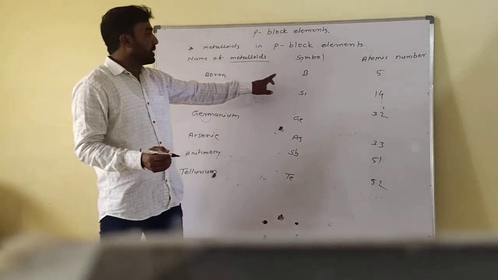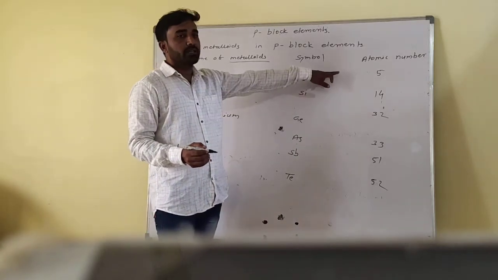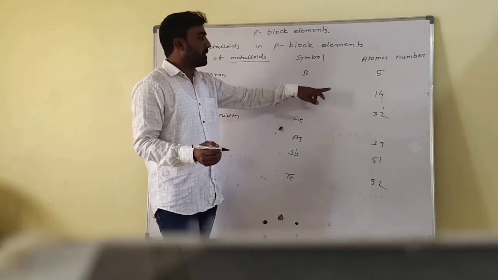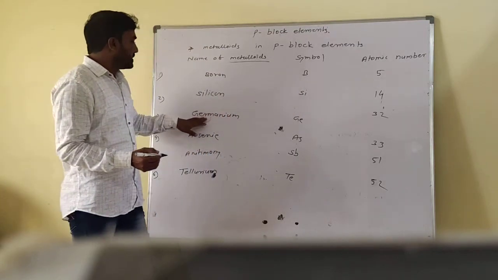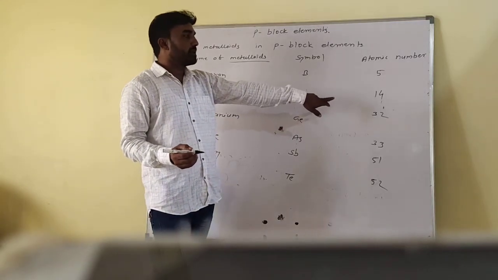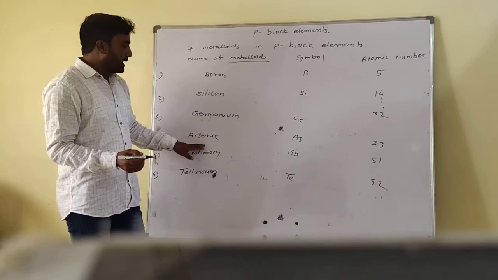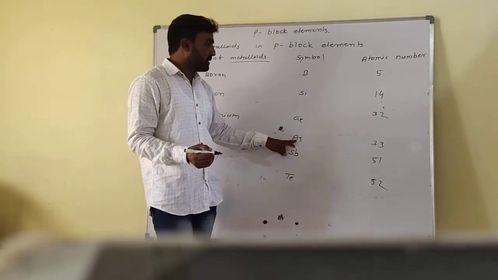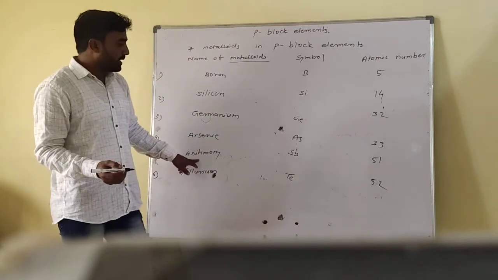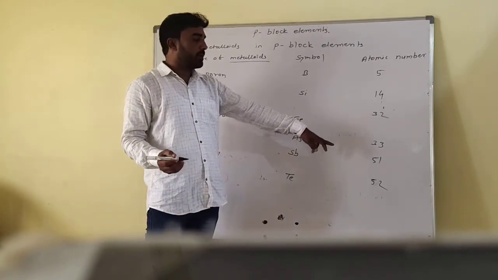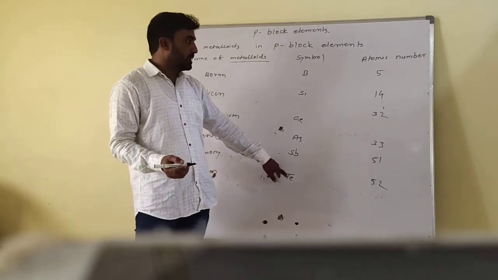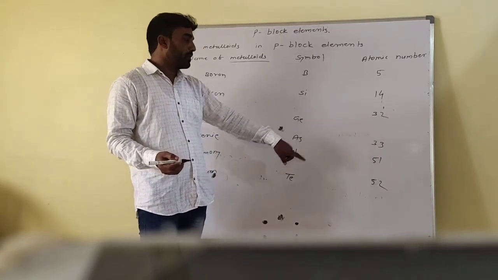Boron's atomic symbol is B, atomic number is 5. Silicon symbol is Si, atomic number 14. Germanium symbol is Ge, atomic number is 32. Arsenic symbol is As, atomic number is 33. Antimony symbol is Sb, atomic number 51. Tellurium symbol is Te, atomic number is 52.